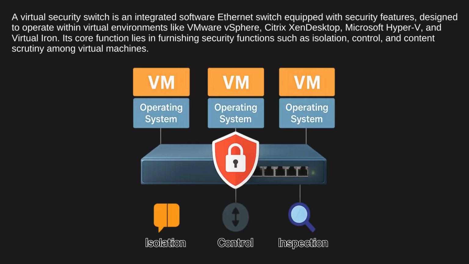A virtual security switch is an integrated software Ethernet switch equipped with security features designed to operate within virtual environments like VMware vSphere, Citrix Xen Desktop, Microsoft Hyper-V, and Virtual Iron. Its core function lies in furnishing security functions such as isolation, control, and content scrutiny among virtual machines.